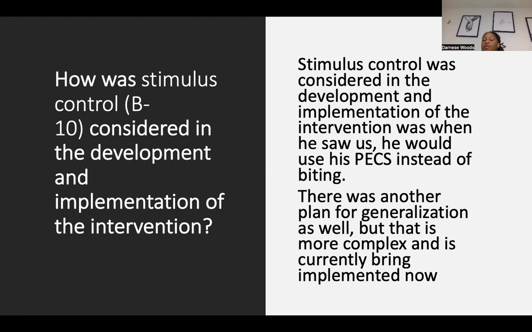It's more complex. I can't really say it in this video, but we're still working on the generalization of the stimulus control to go to his parents, teachers, and others.